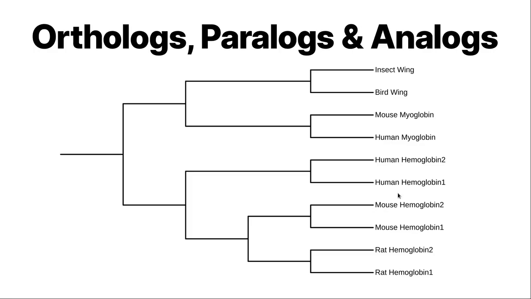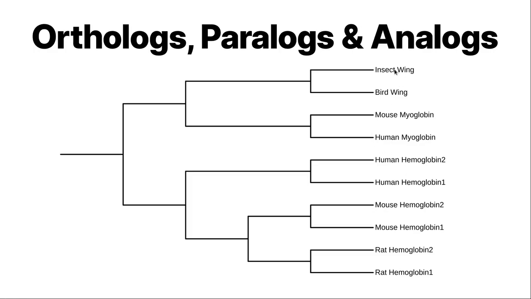So what's the difference here? We can see paralogs are in the same species. Inside human we have hemoglobin 2 and hemoglobin 1, they are in the same species, but for different species they are orthologs.